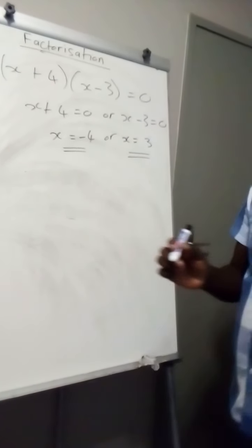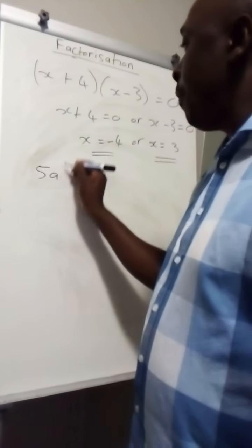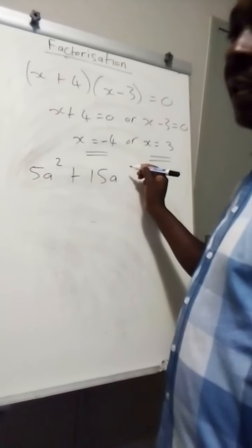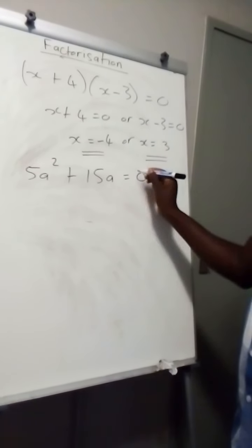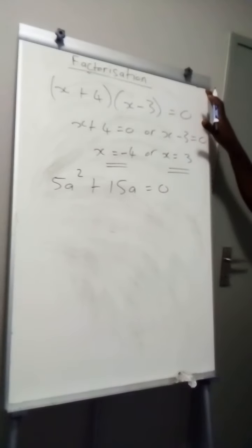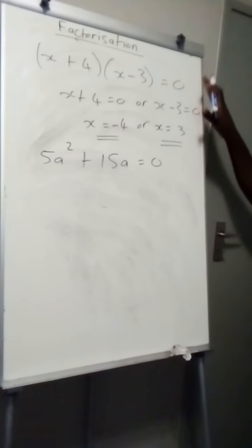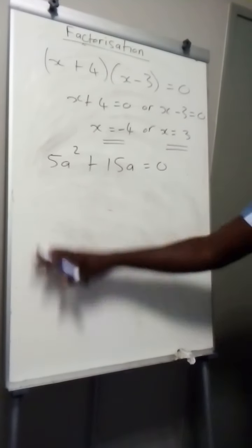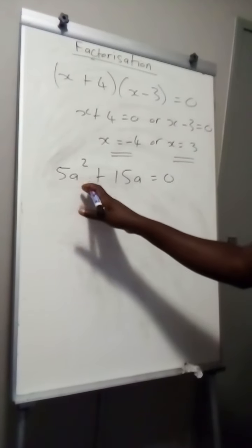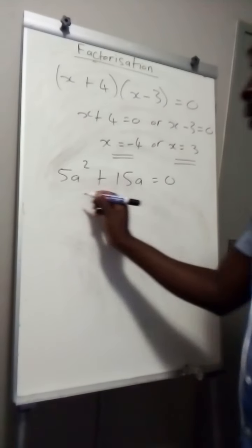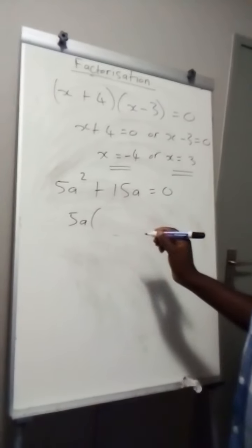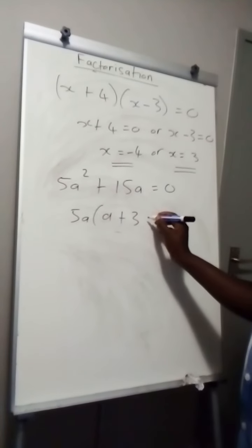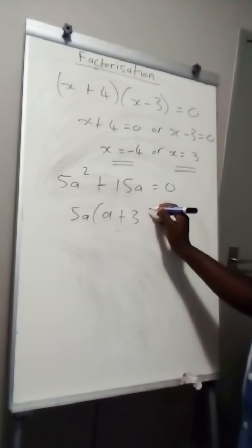Okay, maybe another one quickly. 5a squared plus 15a is equal to 0, and you are required to solve this quadratic equation using factors. So how do you handle this? The simple way is to take the common factors out, like in this case 5a squared and 15a. So we've got 5a outside, and we are left with a plus 3.